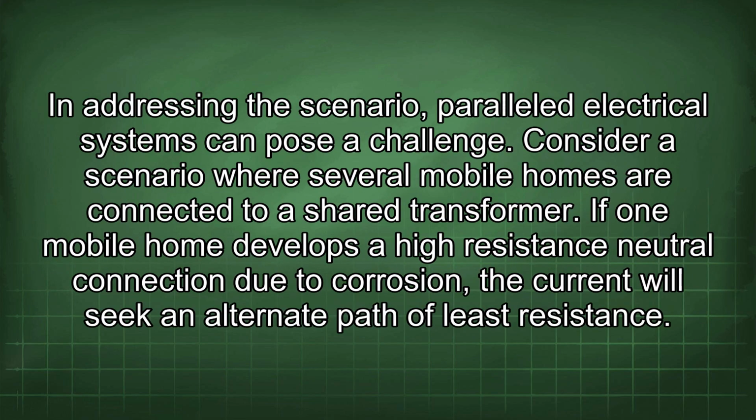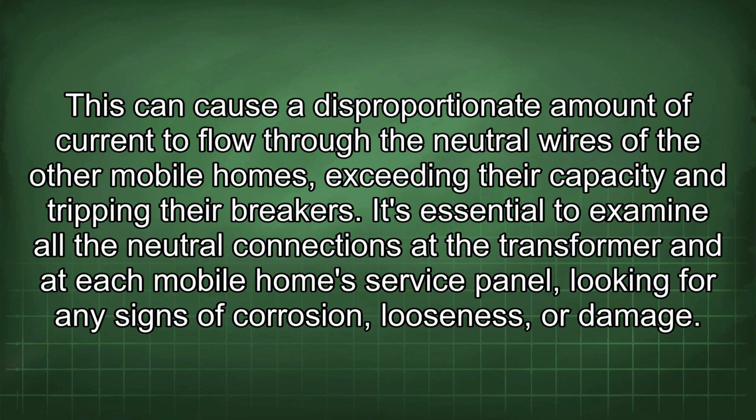In addressing the scenario, paralleled electrical systems can pose a challenge. Consider a scenario where several mobile homes are connected to a shared transformer. If one mobile home develops a high-resistance neutral connection due to corrosion, the current will seek an alternate path of least resistance. This can cause a disproportionate amount of current to flow through the neutral wires of the other mobile homes, exceeding their capacity and tripping their breakers.